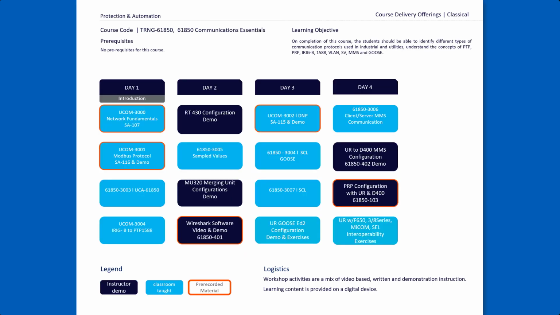So here's another great example of an agenda page. This is 61850 Communications Essentials, and this course is 4 days in duration, covers a ton of great information, starts off with an intro, networking fundamentals, so you can read through. And if you notice down the bottom, we've got a little legend here that tells you what is being delivered as an instructor demo, what's classroom taught, and what is pre-recorded material. So you've got a really good understanding up front, before you ever even book the course, as to what's going to be covered and how the information is delivered.